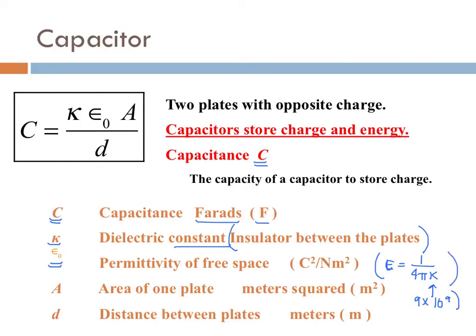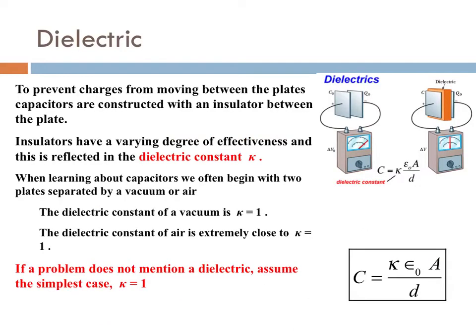A is the area of one plate. Again, this is going to be a meter squared. And D is the distance between the two plates. Again, a unit of length, so in meters. Again, a dielectric constant is an insulator placed in between a capacitor.